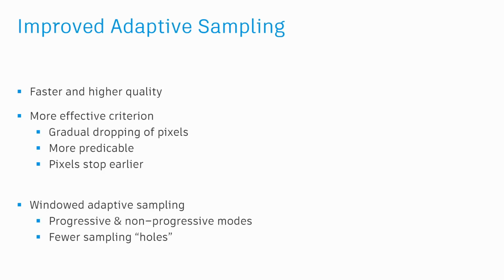So today we're going to talk about first Arnold 5.3. The first major feature that we added in Arnold 5.3 is that we rewrote the whole adaptive sampling. It is now faster and higher quality. We have a better, more effective criterion to terminate pixels. And we've improved the windowed adaptive sampling, meaning that Arnold in progressive and non-progressive mode will have a lot less artifacts when using adaptive sampling.